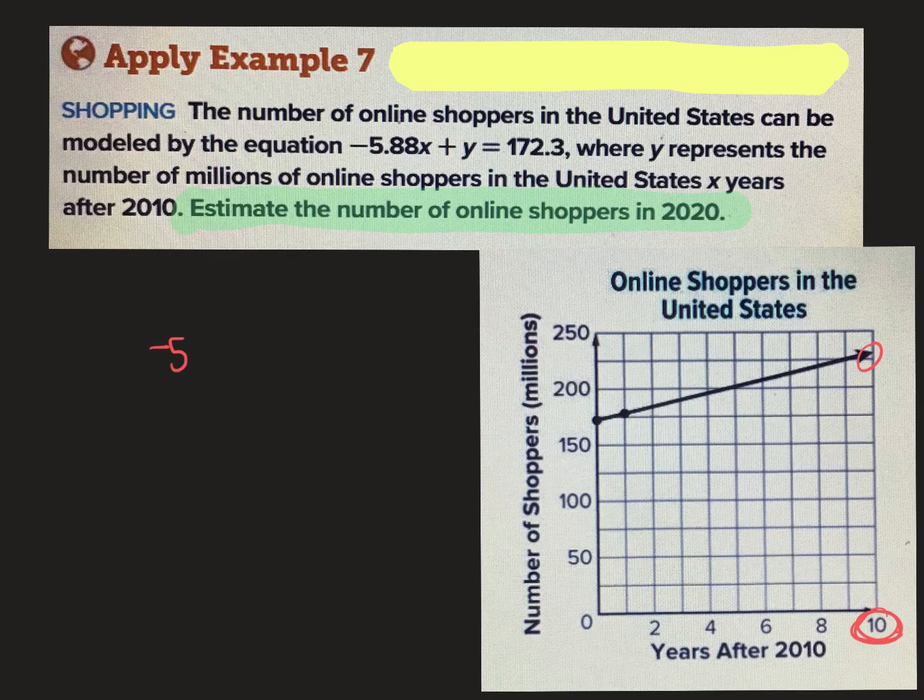I'm going to use the equation y minus 5.88x equals 172.3. I am going to get it into slope-intercept form by adding 5.88x. So y will equal 5.88x plus 172.3.